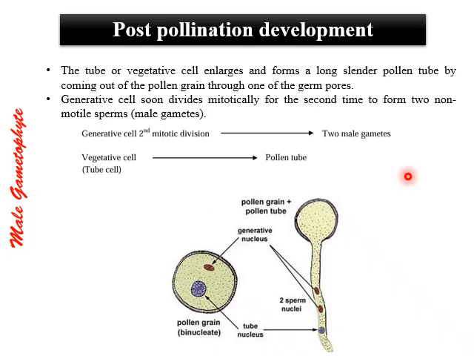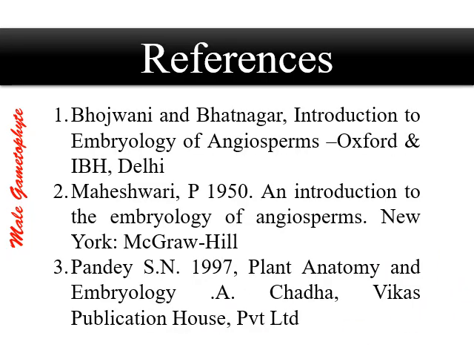The generative cell immediately divides mitotically to form two non-motile sperms called male gametes. As we can see, this generative cell is present in the tube, which is leading or guiding the production of this pollen tube, followed by two male gametes. Thank you.